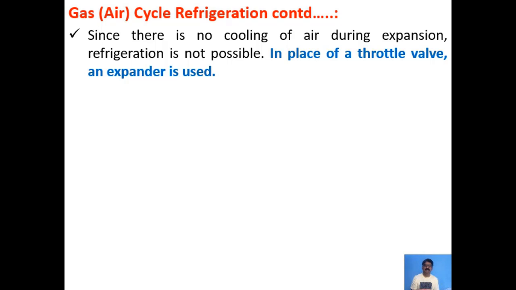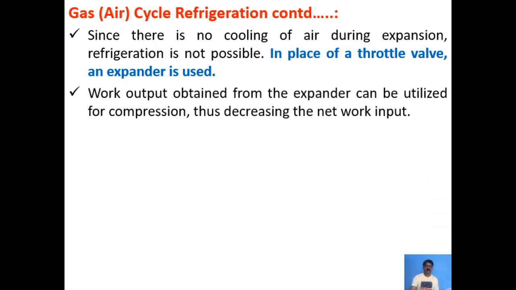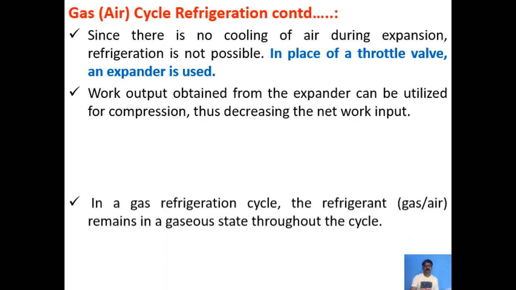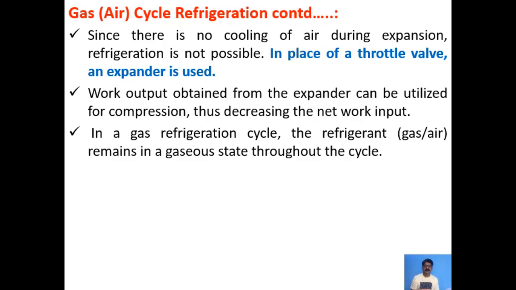So what we do is, in place of the throttle valve, we use an expander. Now the expander is capable of giving out some work output. So work output may be obtained from the expander that can be used for the compression, because you know that the compressor is a work absorbing device, which requires work input in order to function. Now if the expander work output can be given to the compression, then the net work input required by the compressor will be reduced.